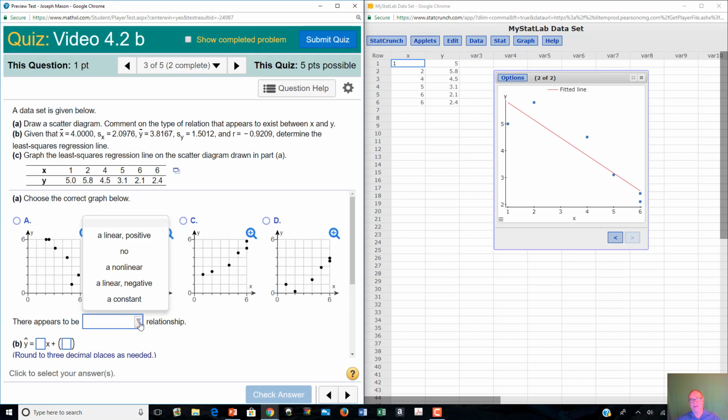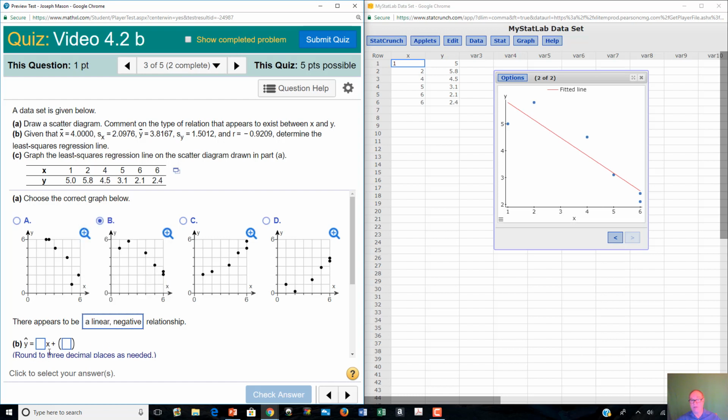Okay, so look at this relationship. There appears to be a linear positive, no, a nonlinear, a linear negative, a constant. Well, do those points look like they follow a line? Yeah, pretty much. They follow it a little bit. And which way is it going? As you go to the right, it's going down, so that would be a negative. So I'm going to say a linear negative regression.